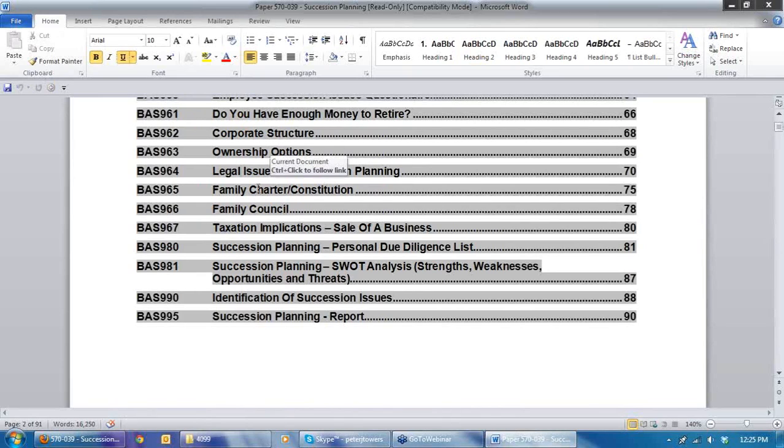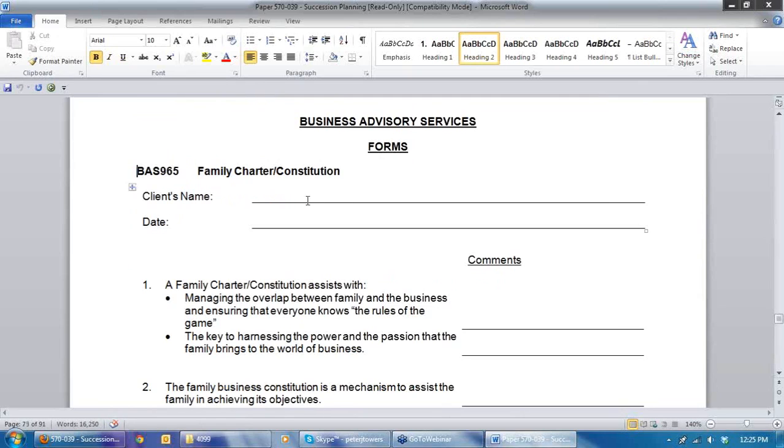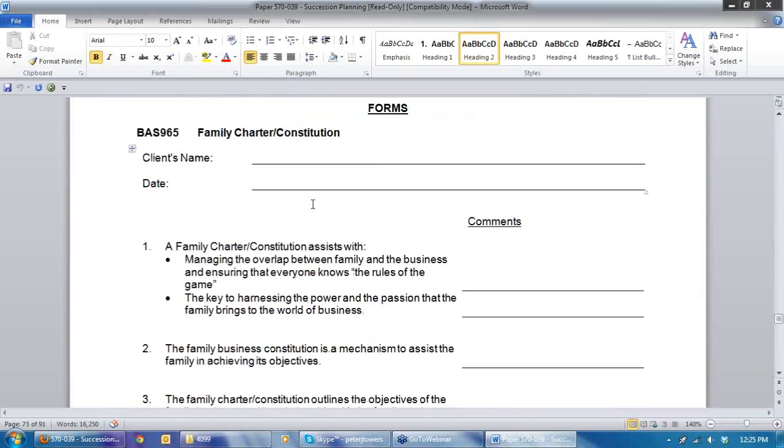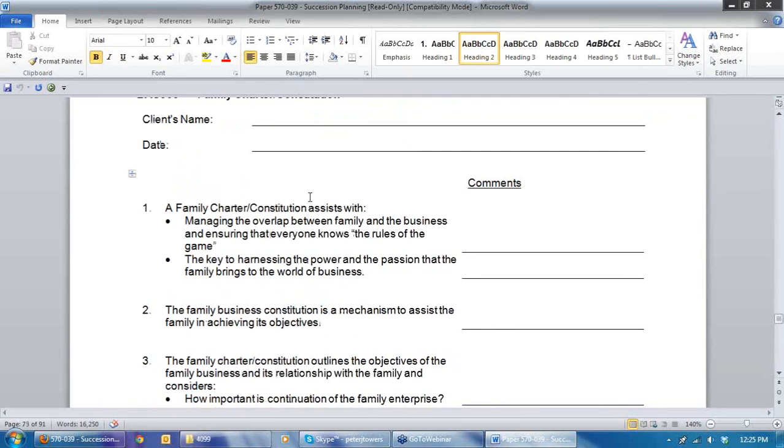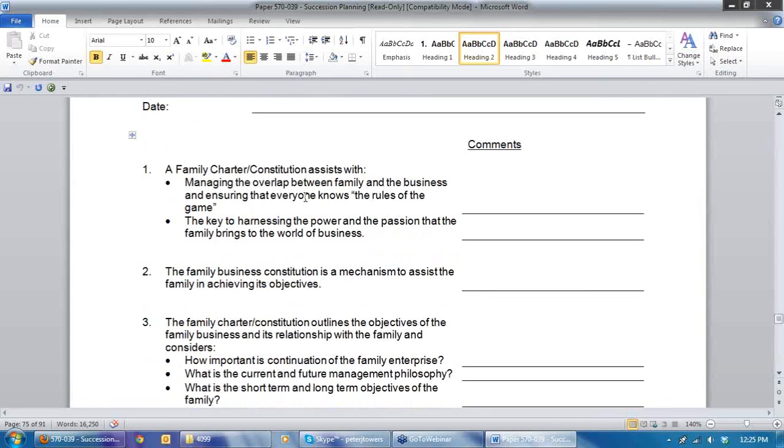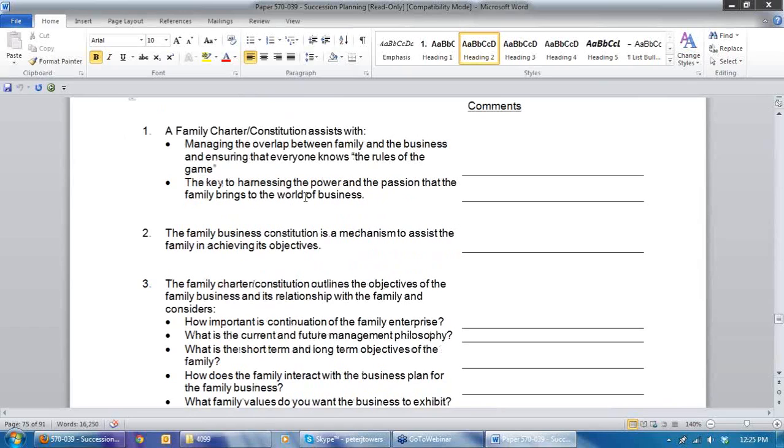Let's move on to a really interesting area. Is there a family charter or constitution? Now, family charters and constitutions were not very well known 10 years ago, but there's more and more of them emerging. The Australian Family Business Association has been encouraging family businesses to develop a charter or a constitution. So obviously if there is one, you need to be guided by what it says will happen in a succession issue.